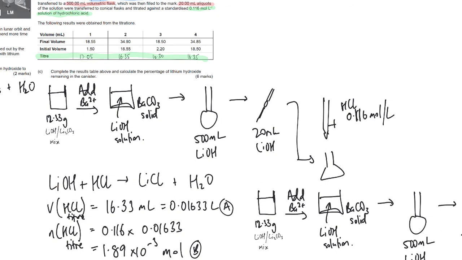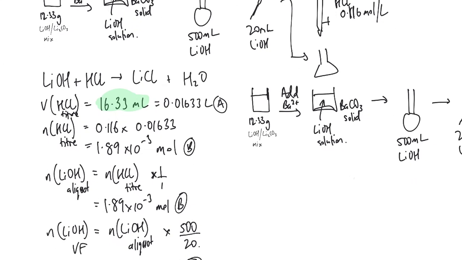And where do we start? We start off with what information we have. We have the titer volumes, which can go into that one there as well. We have a titer volume of 16.33, which is solved by picking out the three concordant results, which are these three over here. Then we work out the number of moles of HCl from that, using the volume and the concentration. Here's the number of moles in the titer. So in terms of the reaction, where are we?